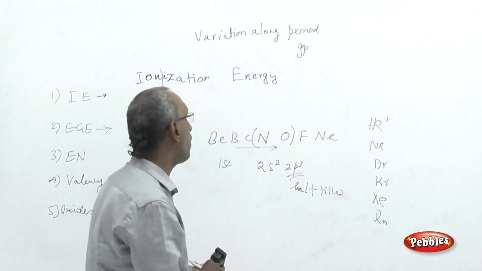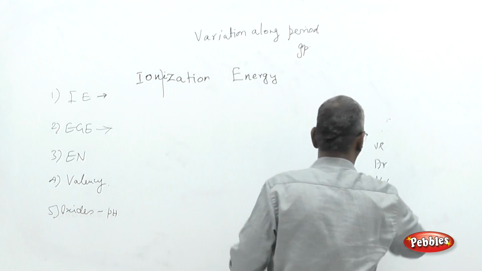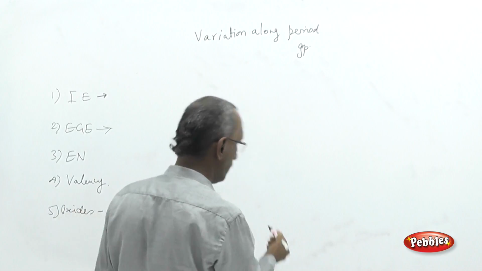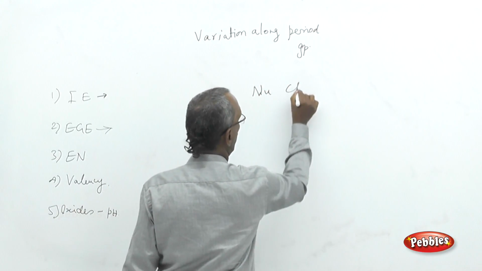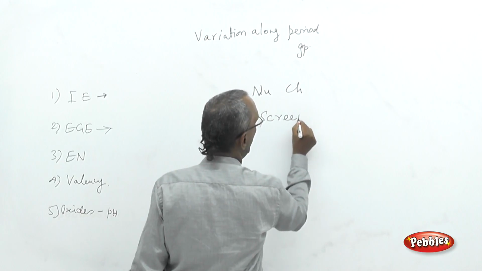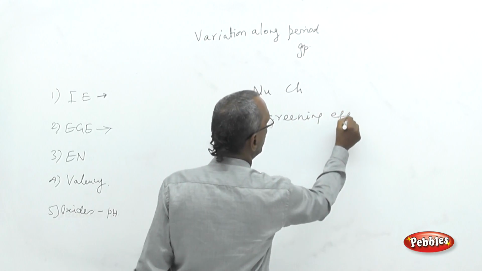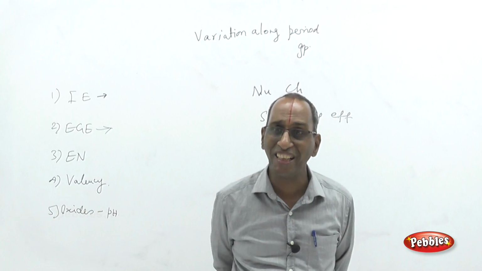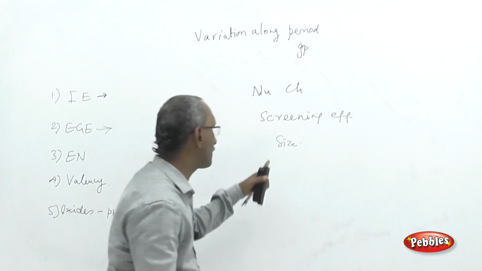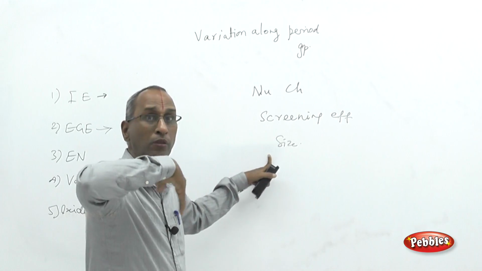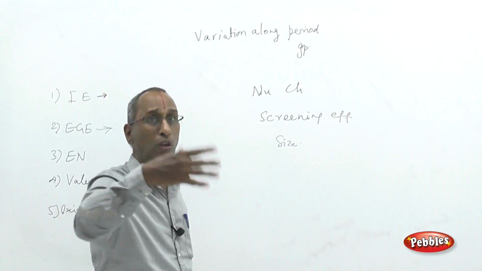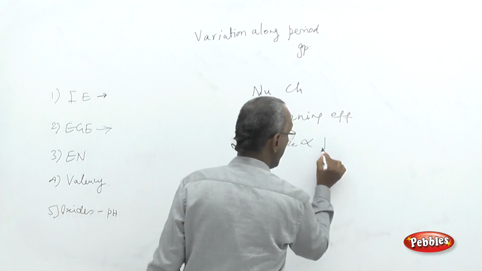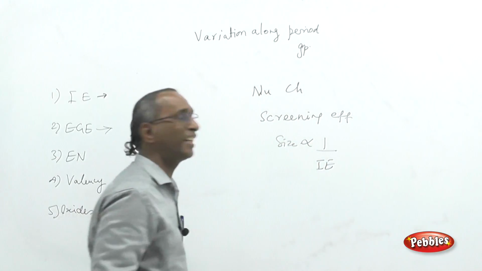Next, what are the factors influencing these variations? Factors influencing the ionization energy: first one, nuclear charge. Second one, screening effect. Third one, size. These are three important factors which influence the variation of ionization energy. As the size increases, the outermost electron is farthest from the nucleus and has the least control from the nucleus. So ionization energy is inversely related to size. As the size increases, ionization energy decreases.